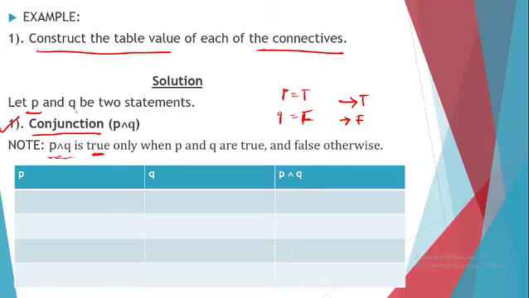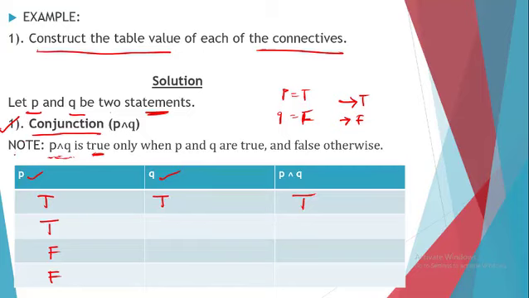So let us take the example. Let P and Q be two statements. Here we have P and here we have Q. Then let's take the inputs of P and Q to be, the first one true, then true, false, and false. If P is true and Q is true, then P intersection Q is true. Do we understand now?